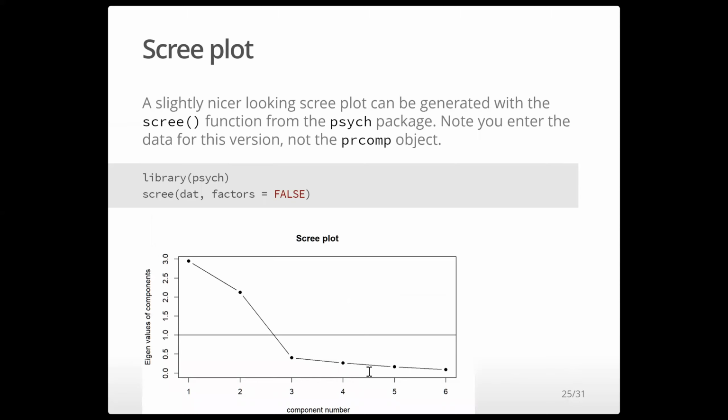So here's a slightly nicer Scree plot from the psych package. With this one, you enter the data, and here I'm setting factors to false because that is for factor analysis, which we will go over next week. This is a nicer looking one. On the y-axis, we have the eigenvalues rather than the total variance, but you'll note that the plot is the same. It's just a different scale.